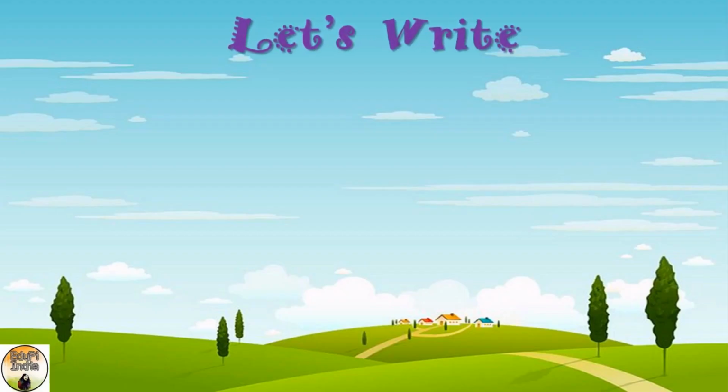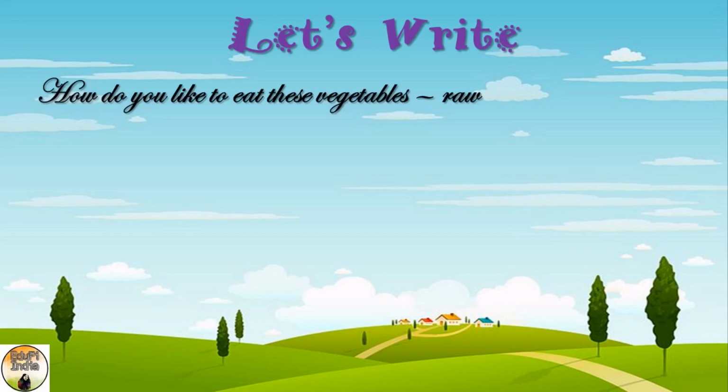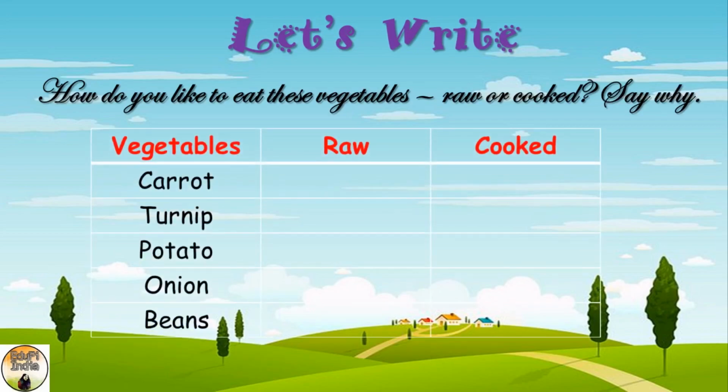Now let's write. How do you like to eat these vegetables, raw or cooked? Say why. Now here, names of some vegetables are given. You have to choose whether you like to eat them raw or cooked. Let's see the first vegetable, carrot.